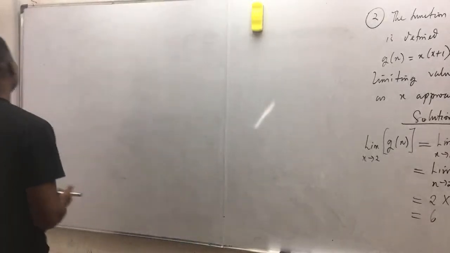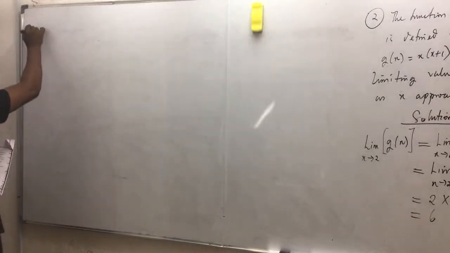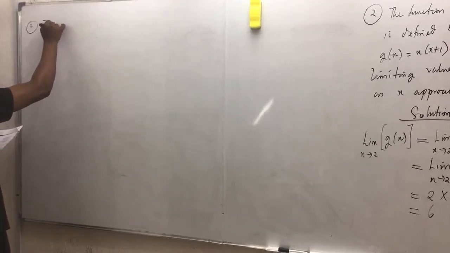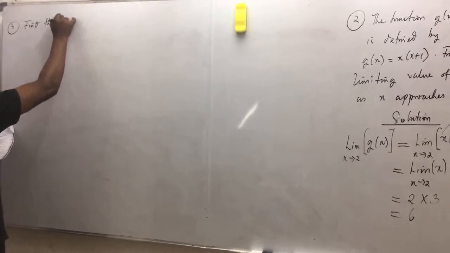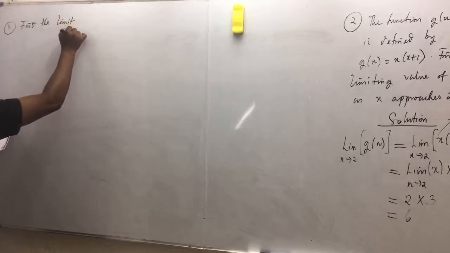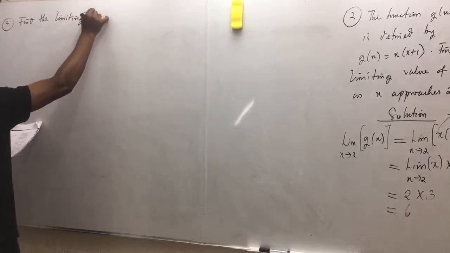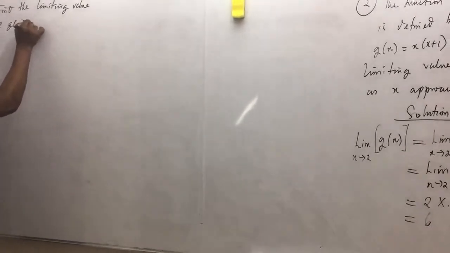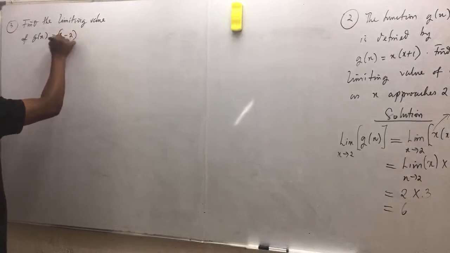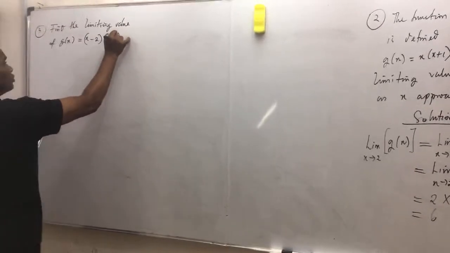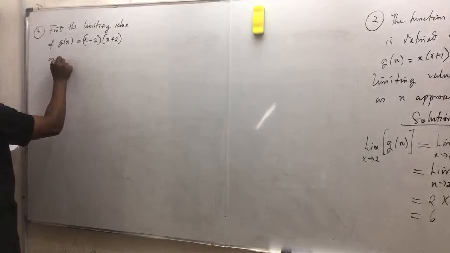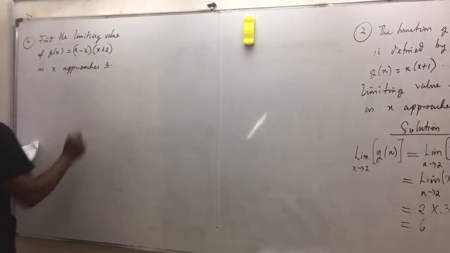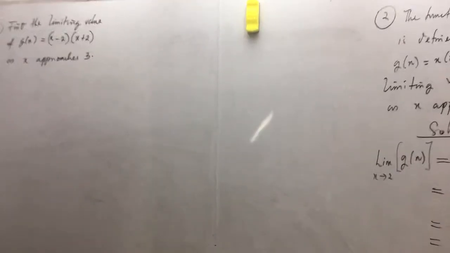Okay? So please let us now look at problem number 3. In problem number 3 we have the problem: find the limiting value of g of x equals x minus 2 in brackets times x plus 2 as x approaches 3. Okay, so find the limiting value of this.